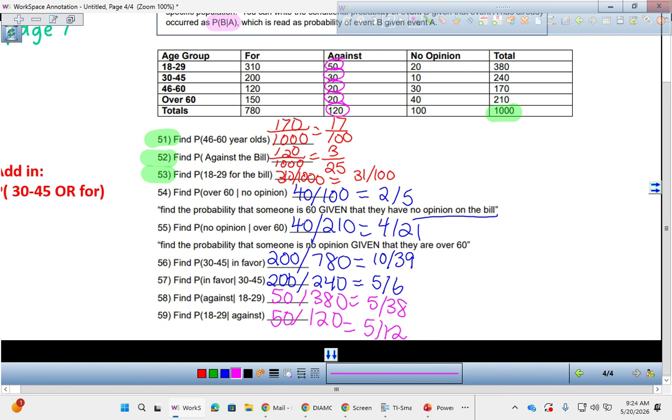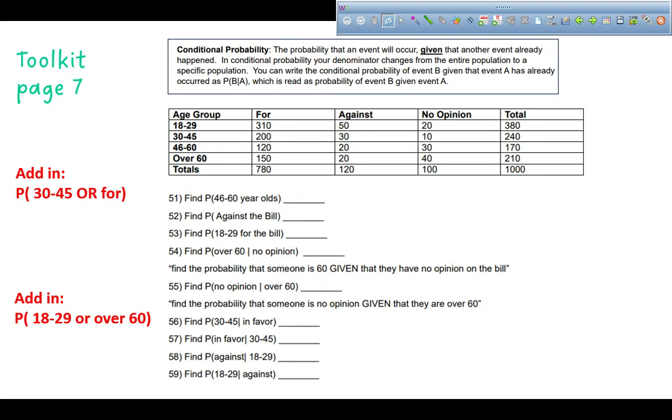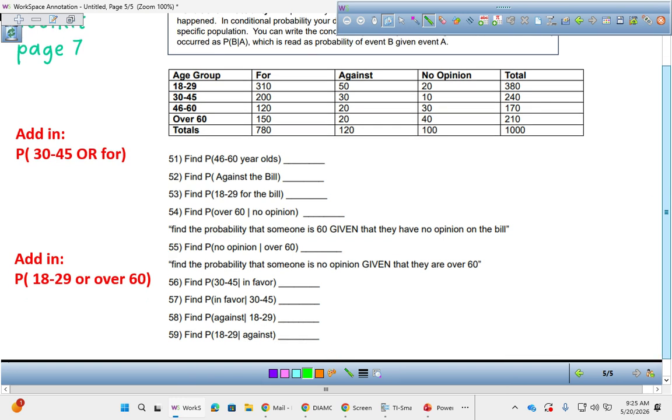Alright, last thing. I have 2 add-ins on the side that I want to talk to you about, okay? Both of these are considered mutually exclusive or overlap. The reason that they're mutually exclusive or overlap is because of this word, right? I'm separating 2 events with or. So one of the 2 is going to happen, right? I just want to figure out if both categories can happen at the same time or not.